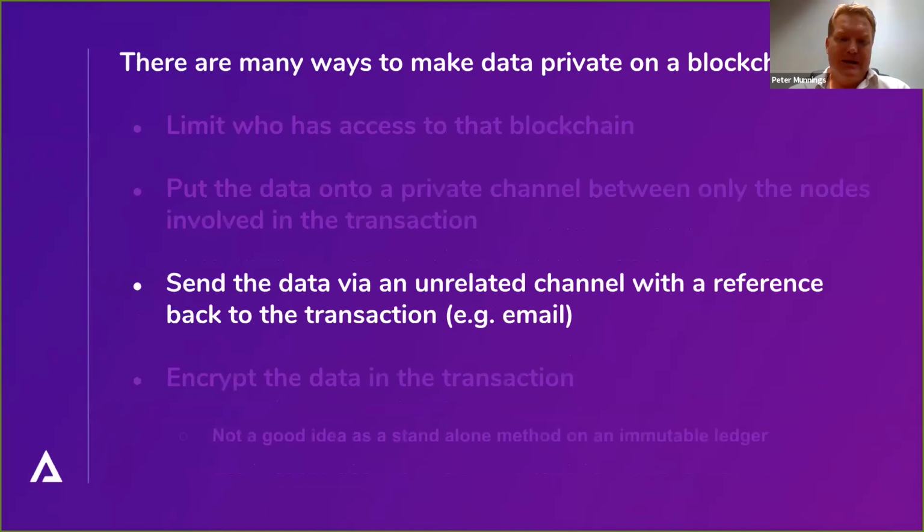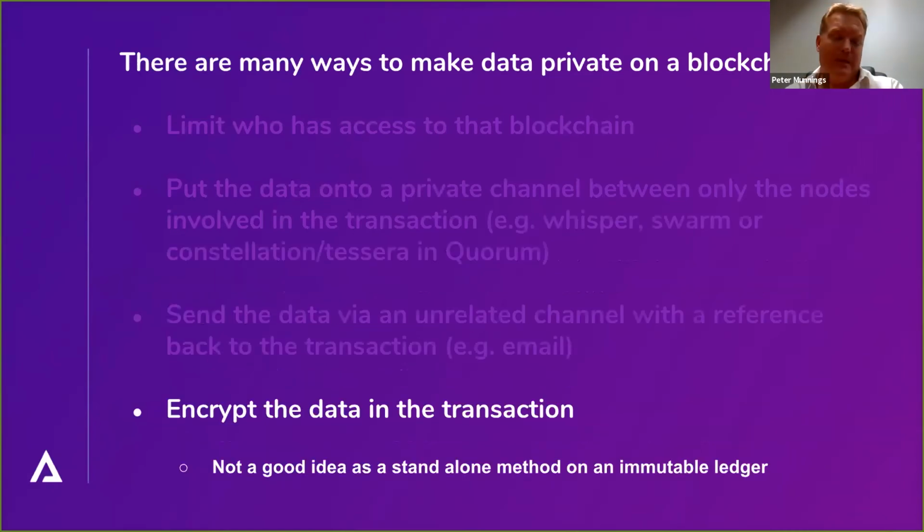We can send the data via an unrelated channel, so completely off-chain with some kind of reference back to transactions, and we can send some data via email, for example. We could send it by secure email, only to the specific counterparties who need to see it, and reference that back to the transaction. We could also encrypt the data in the transaction.